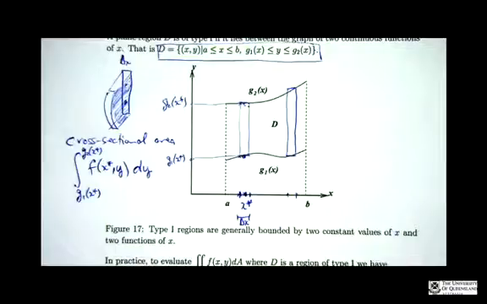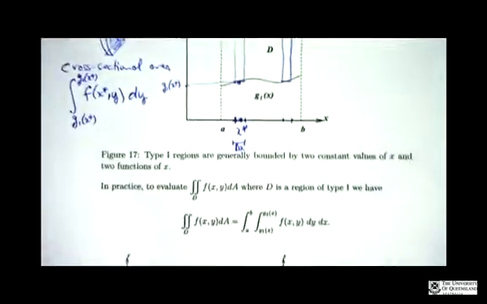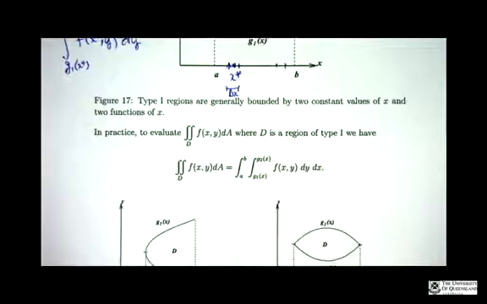Now we can take the limit as delta x goes to 0, or equivalently, as we take more and more slabs with smaller and smaller width delta x, we get a better and better approximation. Finally, in the limit, we end up with an iterated integral.